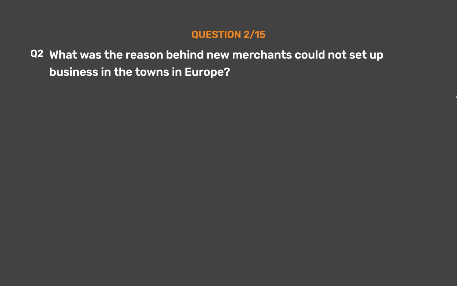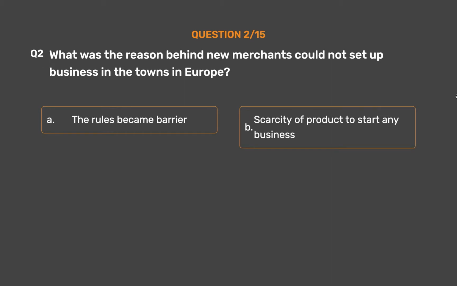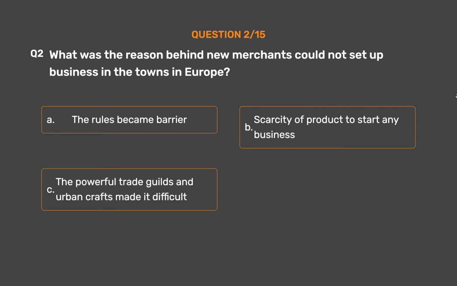Question number 2. What was the reason behind new merchants could not set up business in the towns in Europe? Option A. The rules became barrier. Option B. Scarcity of product to start any business. Option C. The powerful trade guilds and urban crafts made it difficult. Option D. None of these.